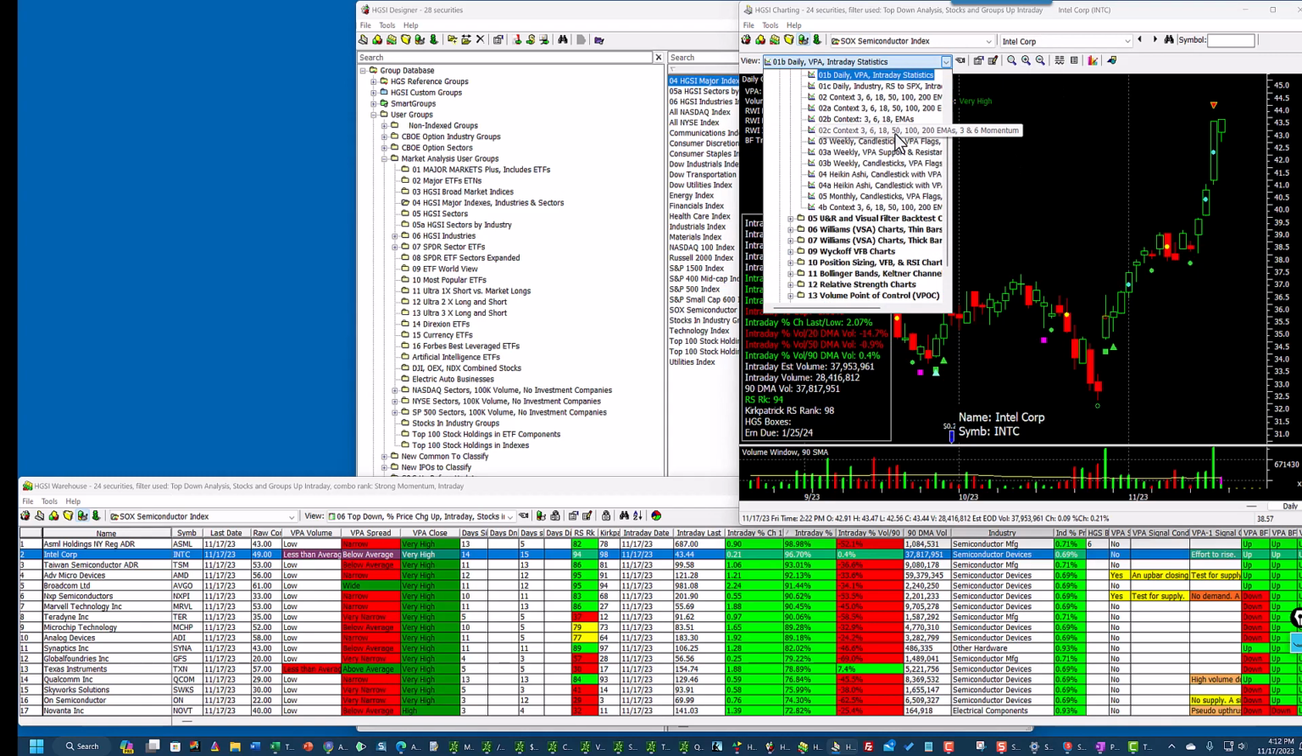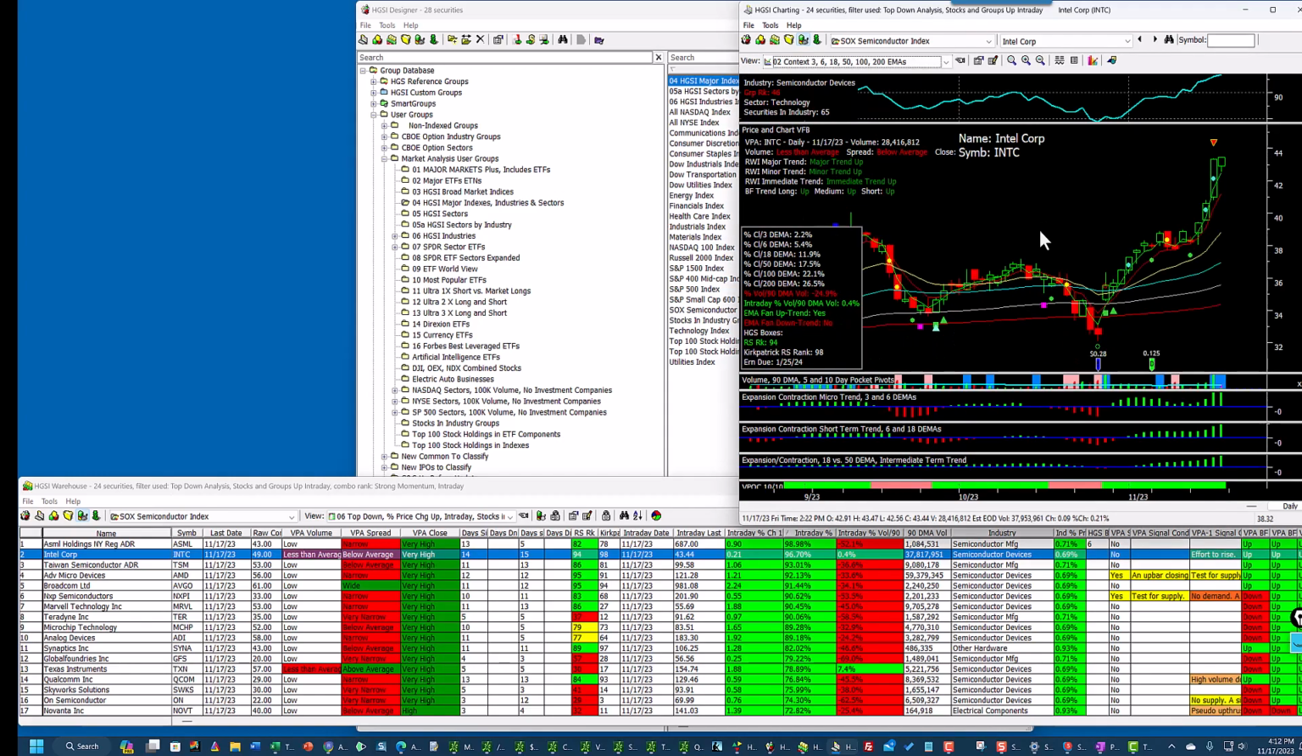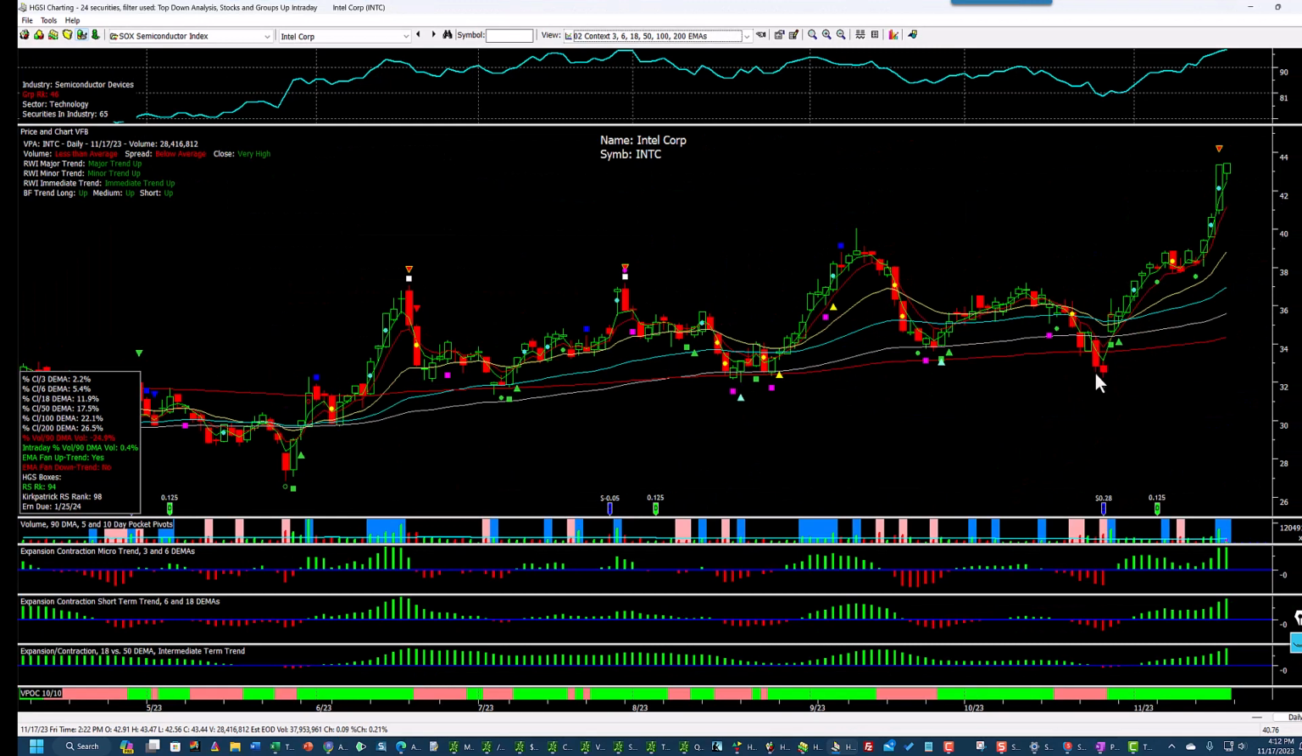While I'm in Intel, let's just do a little analysis here. I'm going to go to my 2 chart, and let's make it full screen. I want to point out a couple of things here. Get an arrow up here. Okay, on this day right here, notice that there was stopping volume, and that corresponds to this bar right here.